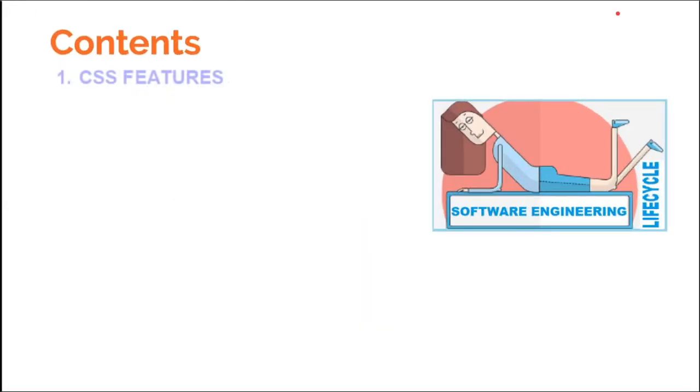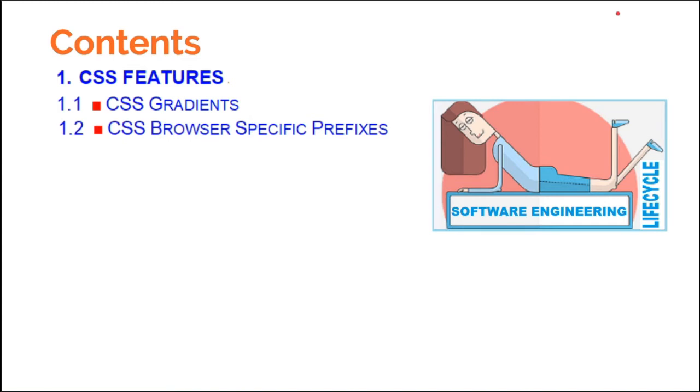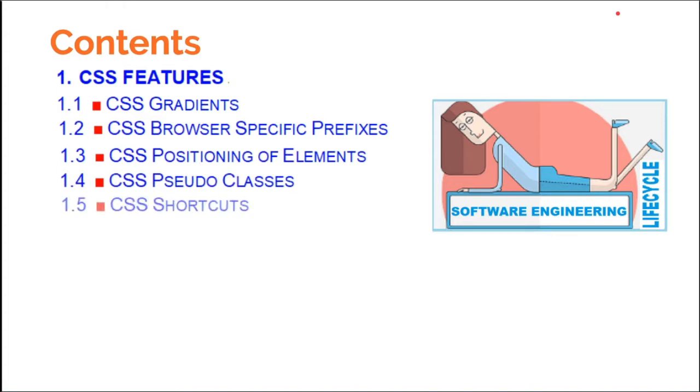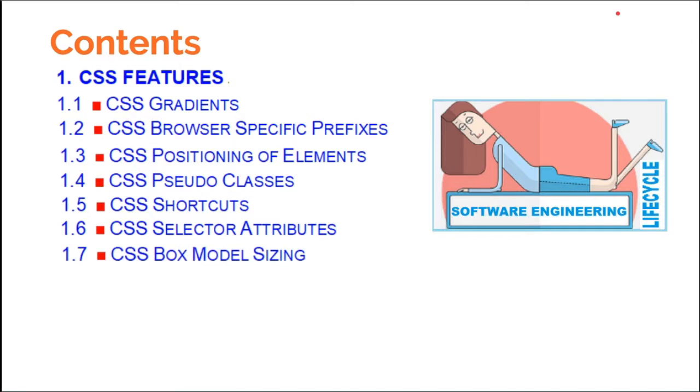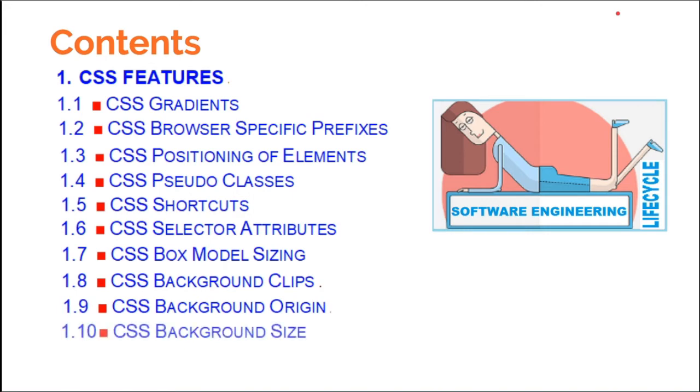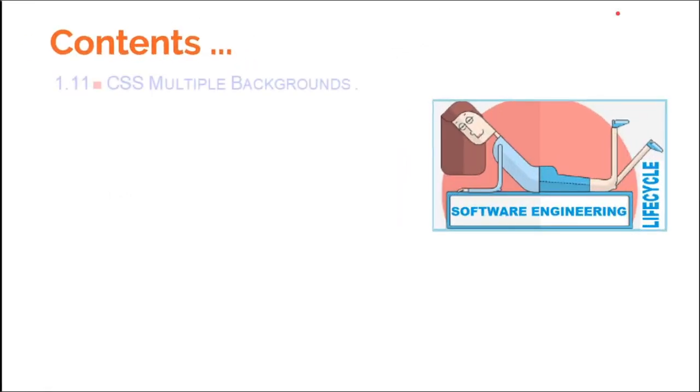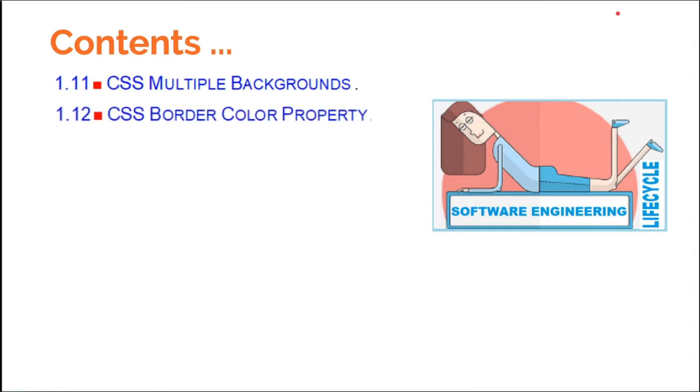The contents of this course are as follows. We'll be covering the CSS features, gradients, browser prefixes, positioning, pseudo classes, shortcuts, selector attributes, box model sizing, background clips, background origin, background sizing, and how to do multiple backgrounds, how to change border color property, how to change border radius properties.